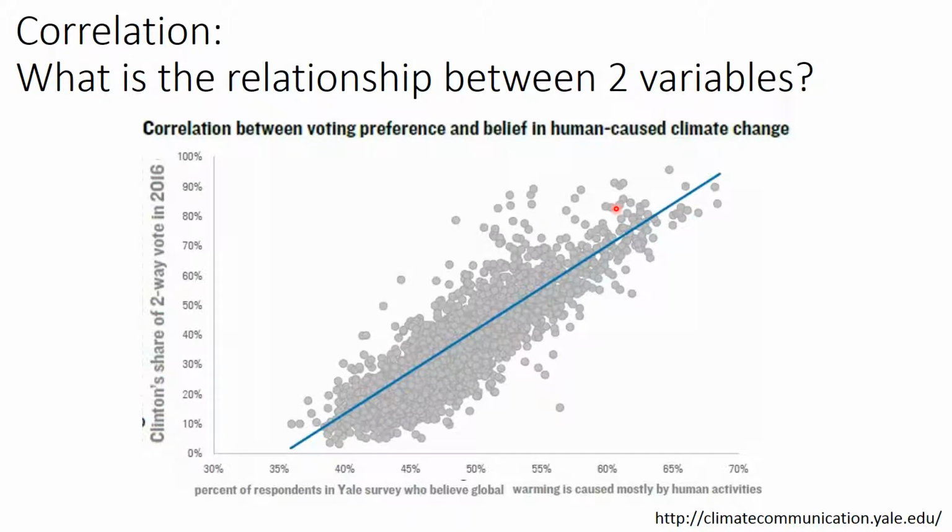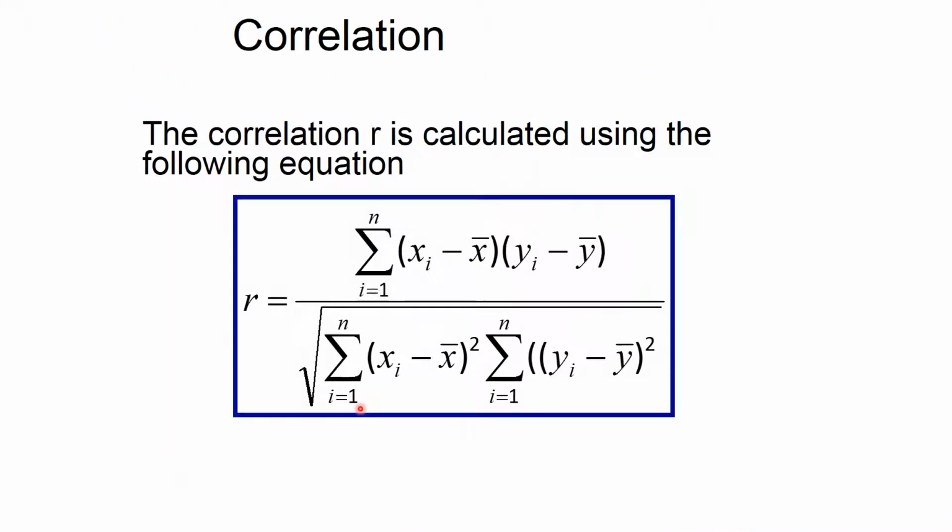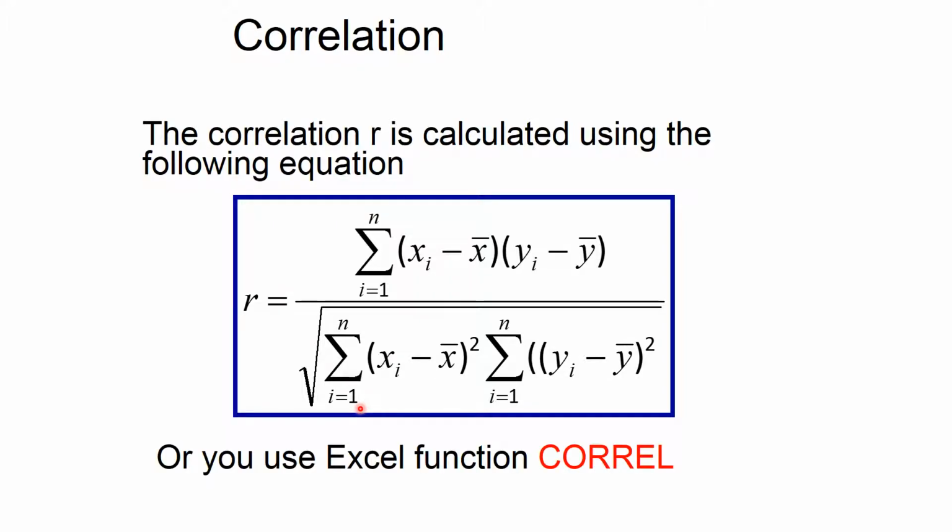So what we're going to do now is talk a little bit about how we can quantify a relationship between two different variables. The quantity that we're going to use is called the correlation, and it can be calculated from this hideous looking equation here, and we'll just have a bit of a delve into how this works.